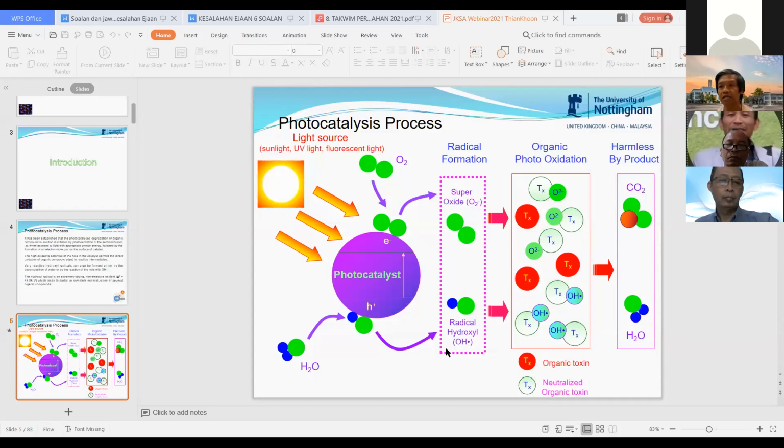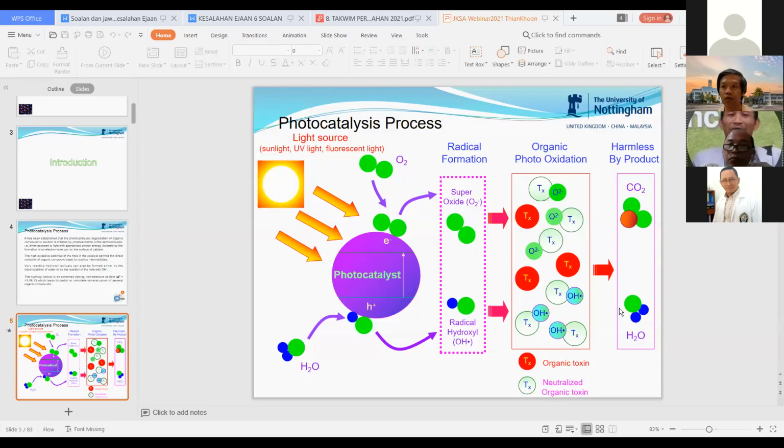This radical is very active. It is the main substance that will reduce our organic substance. Here we can see that the organic substance interacts and has a chemical reaction with the radical. So the organic toxin slowly neutralizes, and at the end it produces carbon dioxide and water.